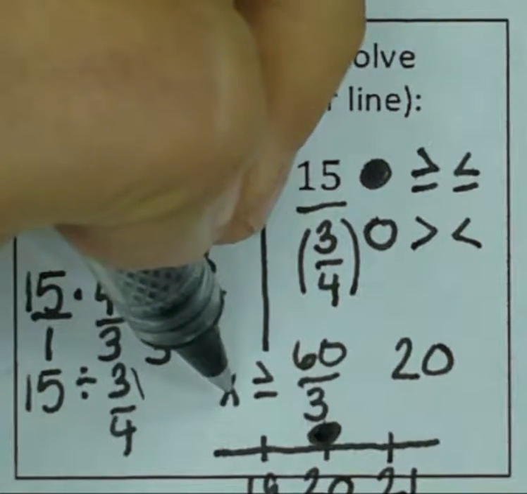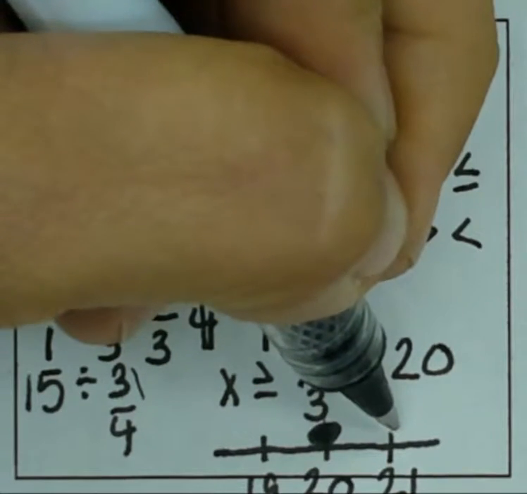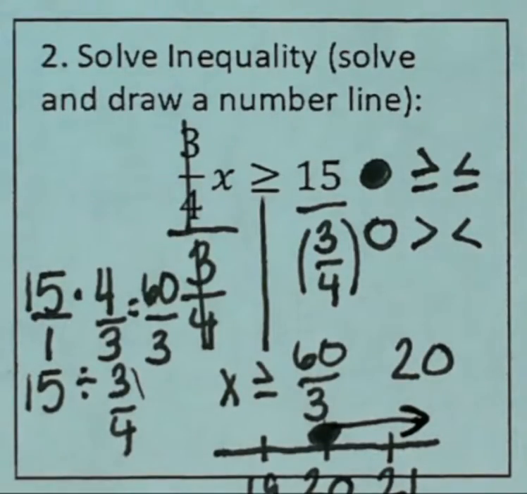And you've got to think x has to be greater than or equal to 20. So does 21 work? Yes. But 19 does not work. So you want your arrow to be going in the direction that it works.